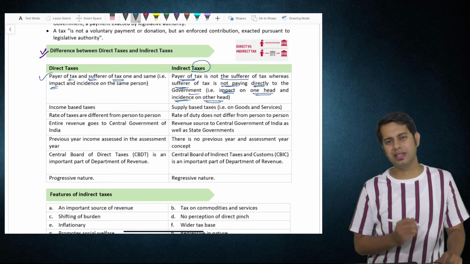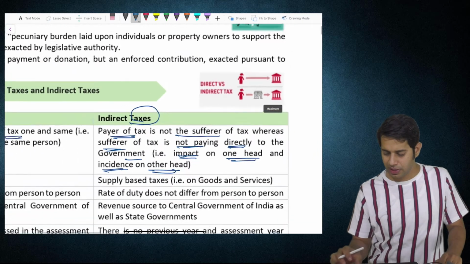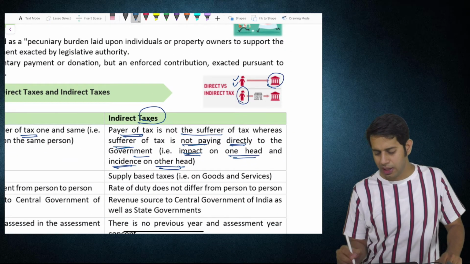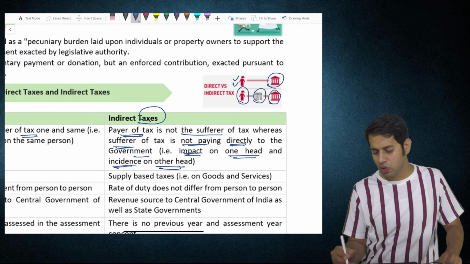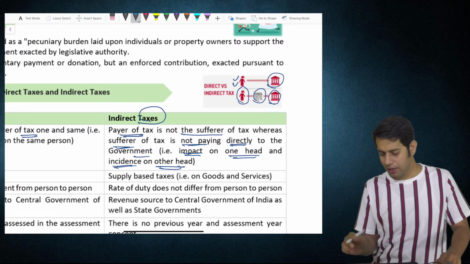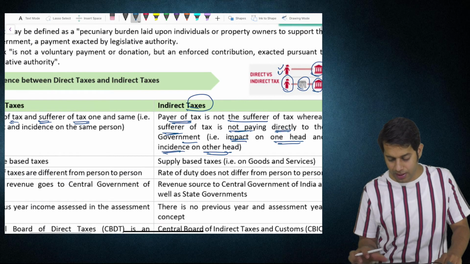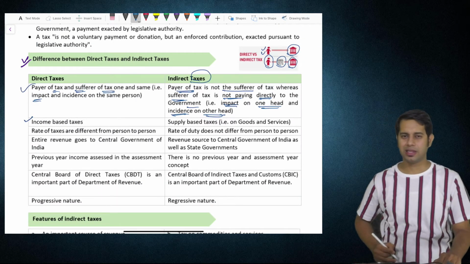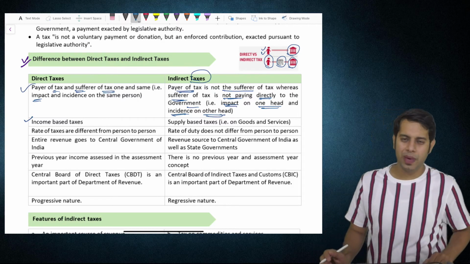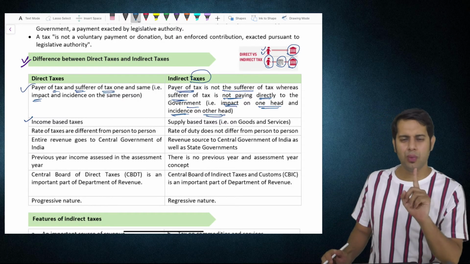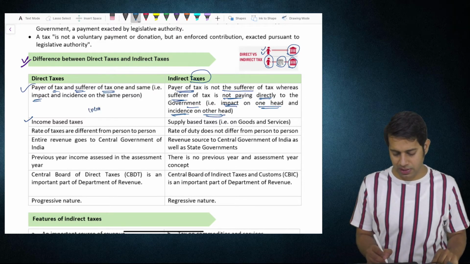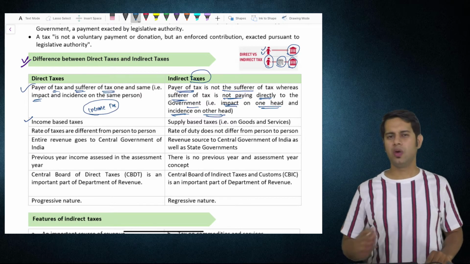Similarly, in case of direct tax, impact and incidence are on the same person. So see this. This girl is directly paying the tax to the government, that is direct tax. This girl is paying the tax to the government through a shopkeeper. It is indirect tax. Direct taxes are income based taxes. In India, we have only one type of direct tax, which is income tax. Before, we had something called gift tax, etc., but now it is not there.